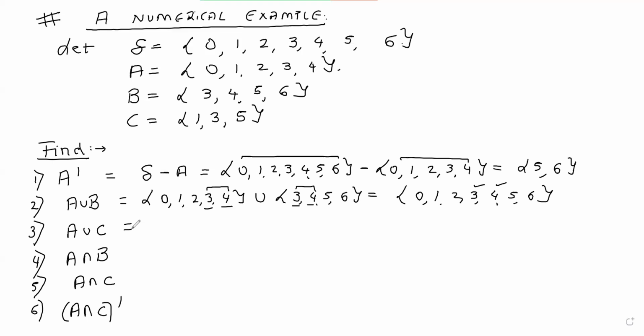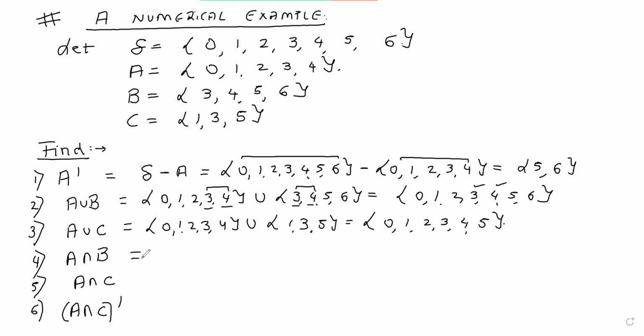What is A union C? 0, 1, 2, 3, 4. This is my A. C is 1, 3, 5. Just write all the elements together. So 0, 1, 2, 3, 4, 5. This is A union C.